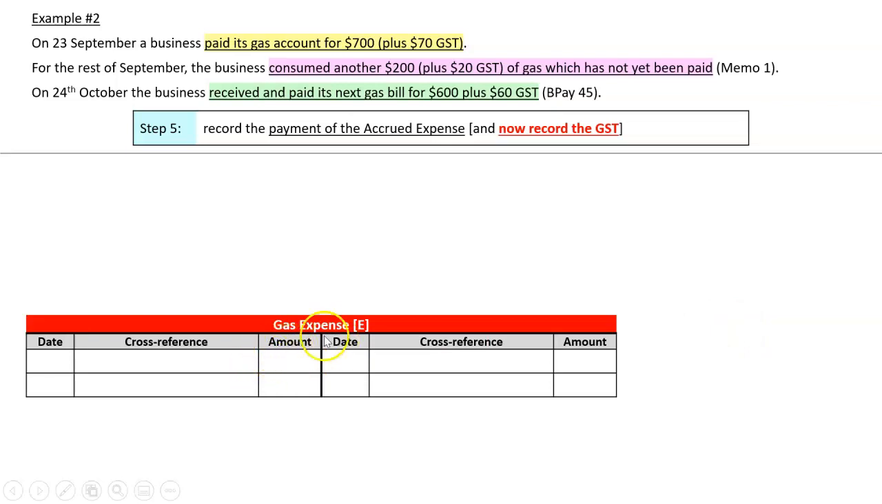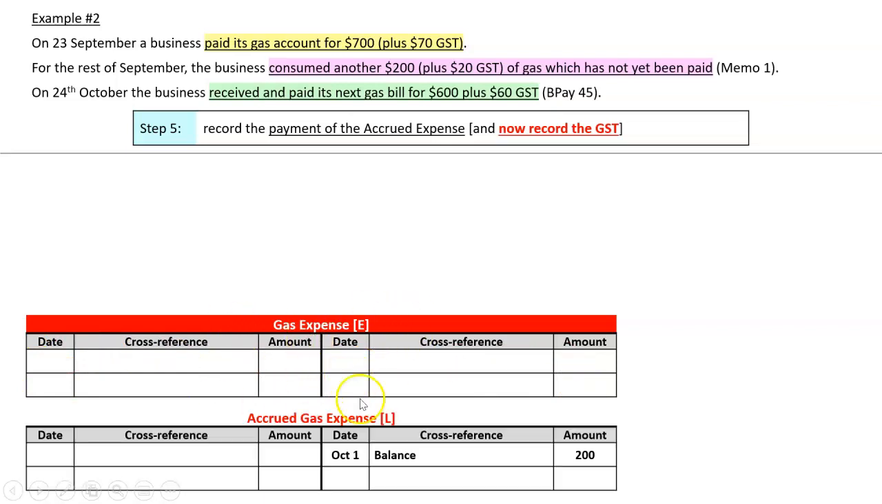All right, what have I got? I've got a gas expense ledger which is nice and blank. Why is that blank? Because a couple of steps ago, I went through and shut it down to profit and loss summary. So it's nice and clean. That's what we want, so we can calculate our profit fresh. I've also got this accrued gas expense account. This is a liability and I balanced it last step. I said on the 1st of October, the balance of this is 200.